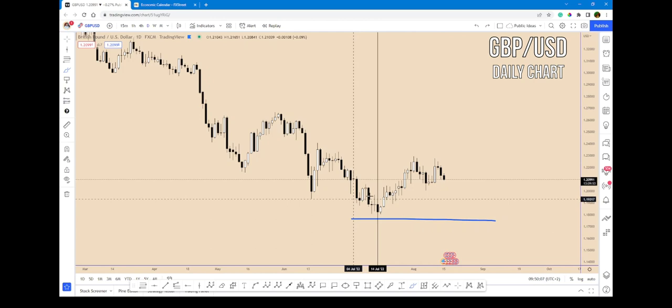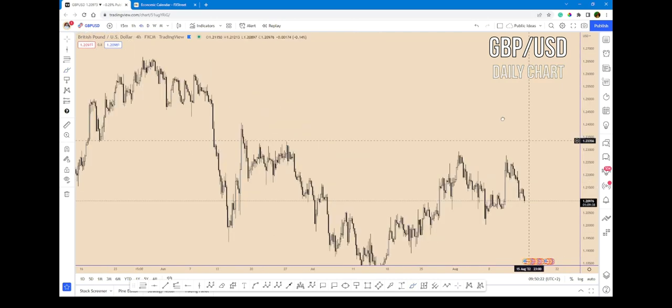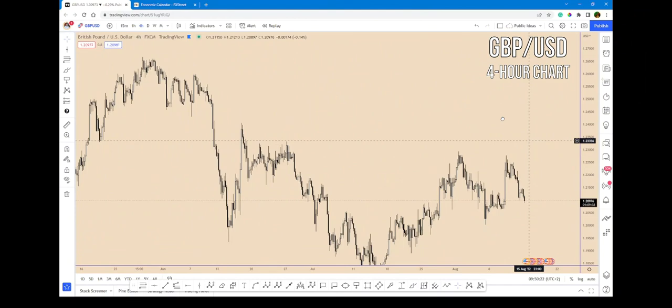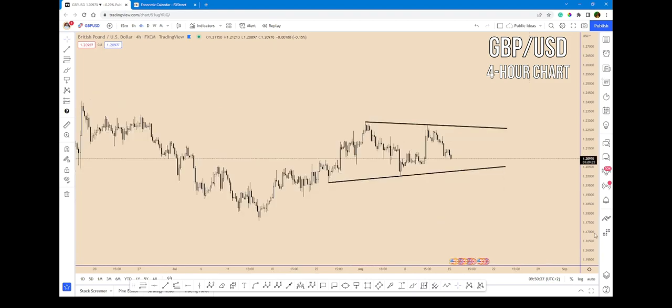So it is difficult and risky to sell on British pound. Let's go on the 4-hour, and what we are going to look at here, something that I was looking at during these days, is this pattern that it is showing both possibilities right now on the 4-hour chart.